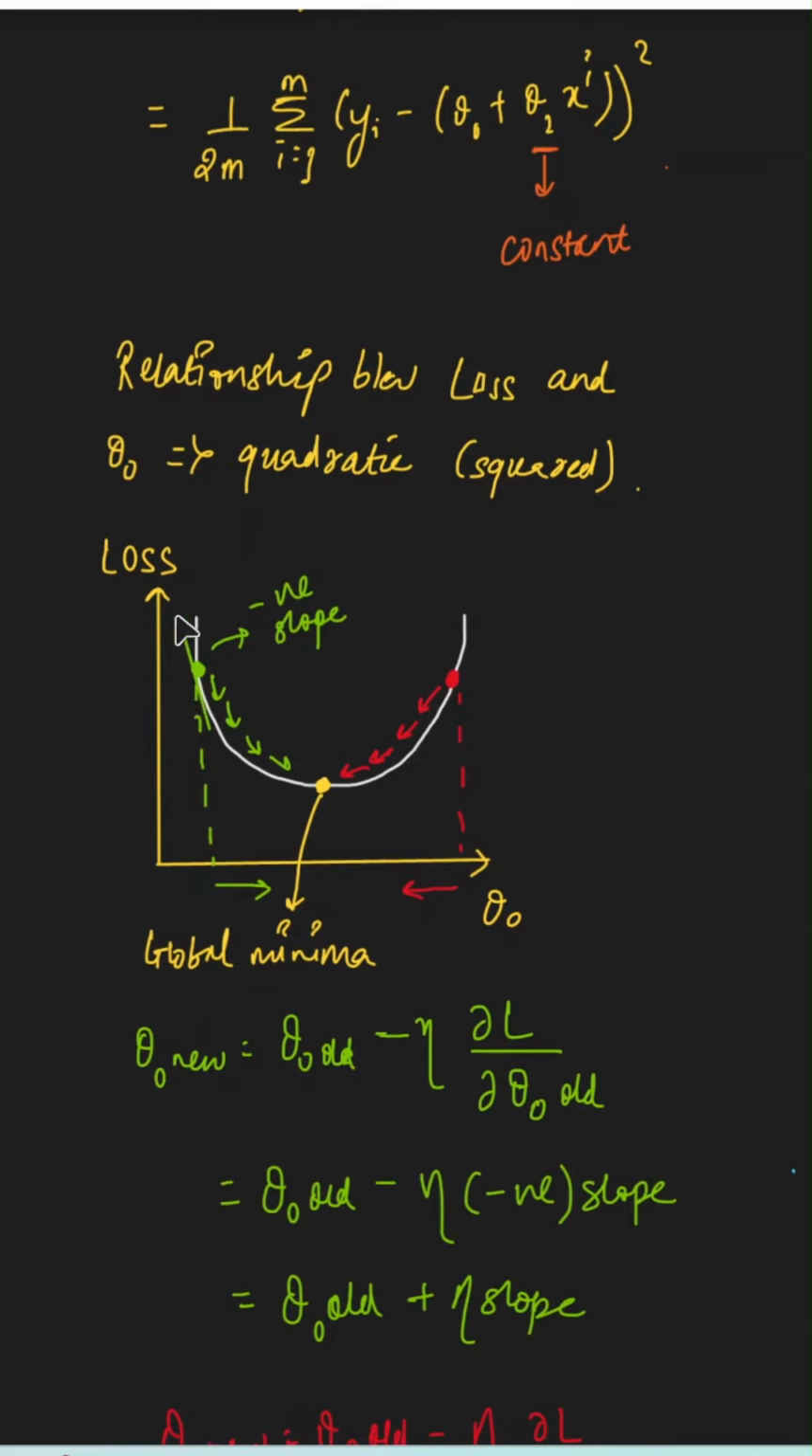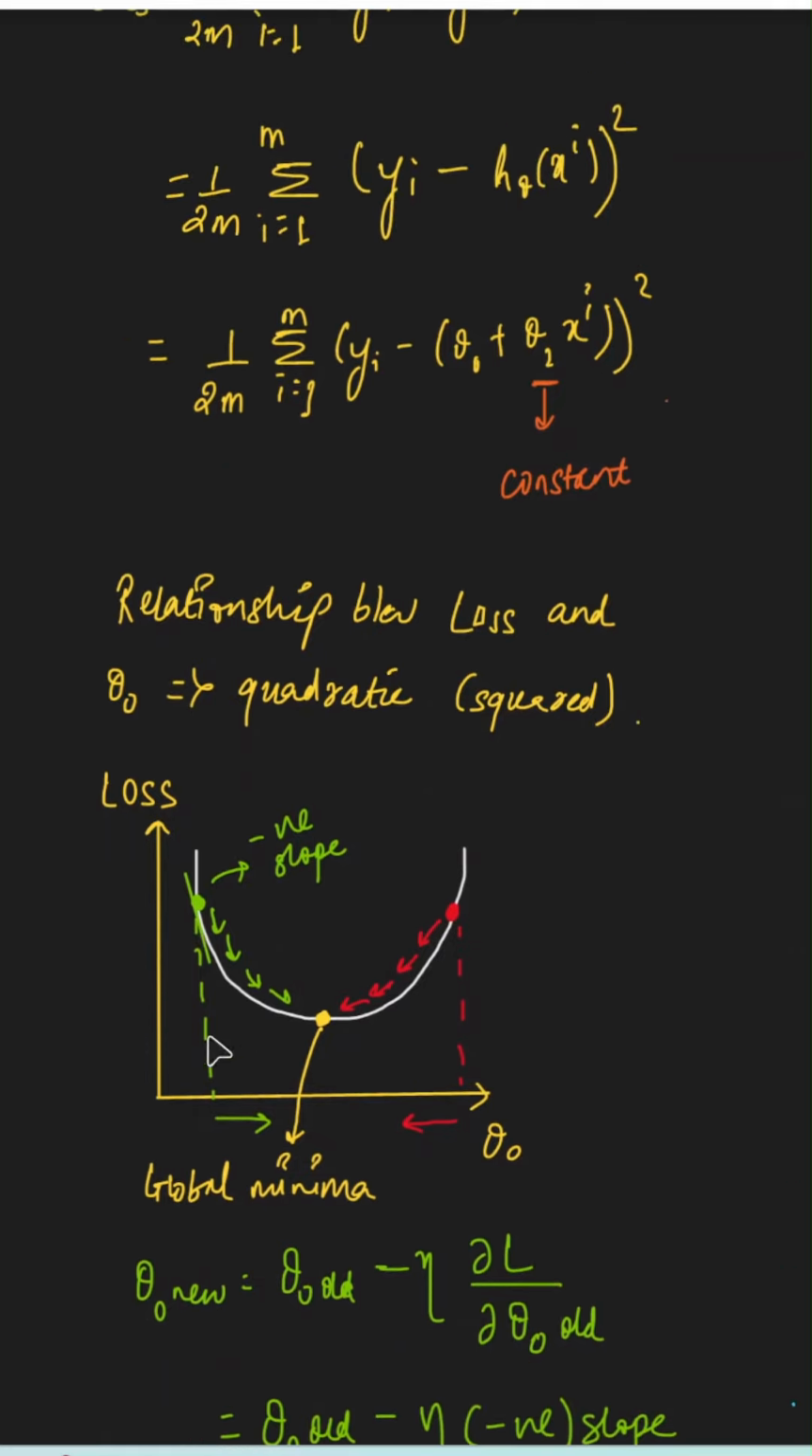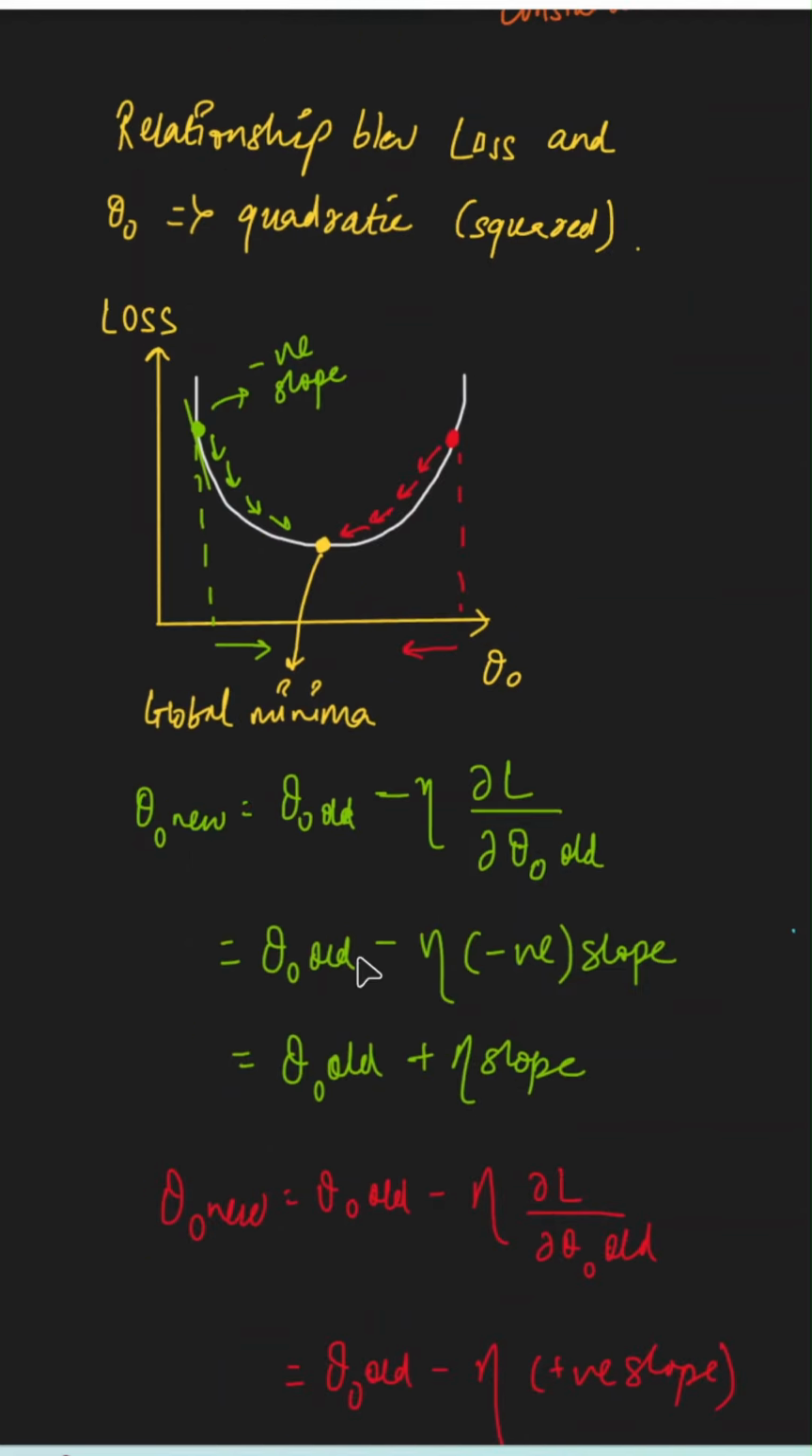If we plot loss versus theta 0, then you see here it's a quadratic equation, and that's why the curve will be a parabola. Now using the equations of gradient descent, we know that theta 0 new is equal to theta 0 old minus eta times the derivative of the loss function with respect to theta 0 old. And now suppose that when we started, theta 0 was this random number.